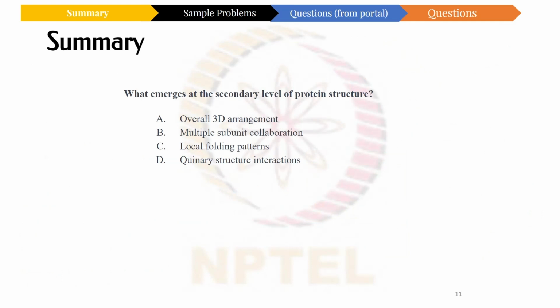So here I have what emerges at the secondary level of a protein structure. Local folding pattern.